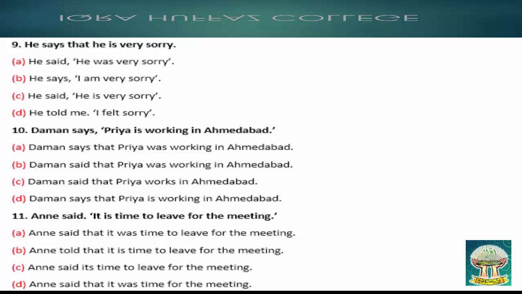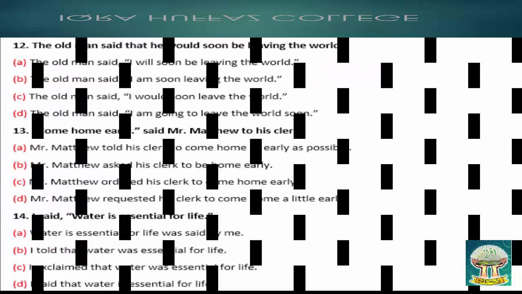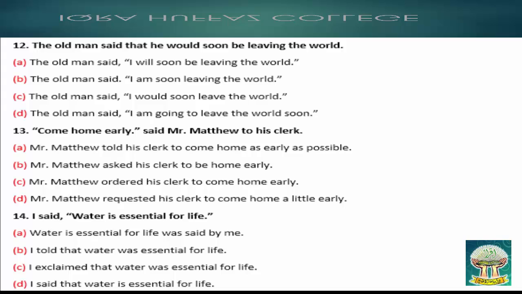Four options are given. You may write down one option in your register. Number 11. Anne said it is time to leave for the meeting. Options are given before you. You may choose any one option and write it down in your register. Sentence number 12. The old man said that he would soon be leaving the world. This is also indirect narration and you have to choose the correct direct narration out of these four options.